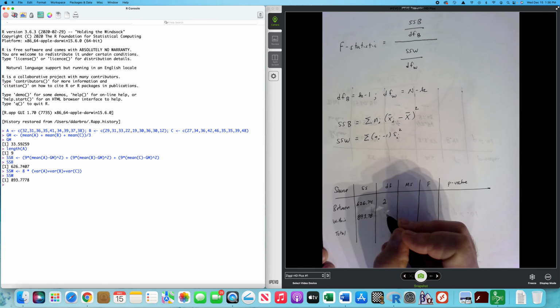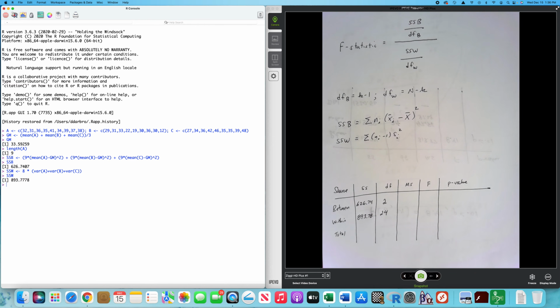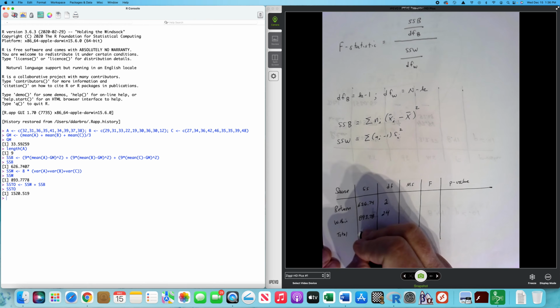And the degrees of freedom within will be our total sample size. So if we have 9 in each, we have 27 minus 3 groups, so there's going to be 24 degrees of freedom there. We would want to get our sum of squares total, and that's just going to be the sum of squares within plus the sum of squares between. So that's 1520.52.